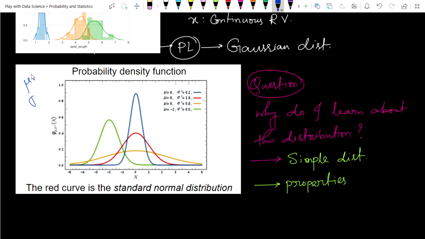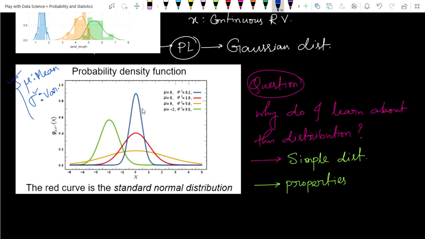The mu is called the mean of this distribution, and the sigma is called the variance of this distribution. Sigma square is called the variance, and sigma is the standard deviation. We only need these two parameters to plot this distribution. This is the main advantage, because of this simplicity, we need only these two parameters.